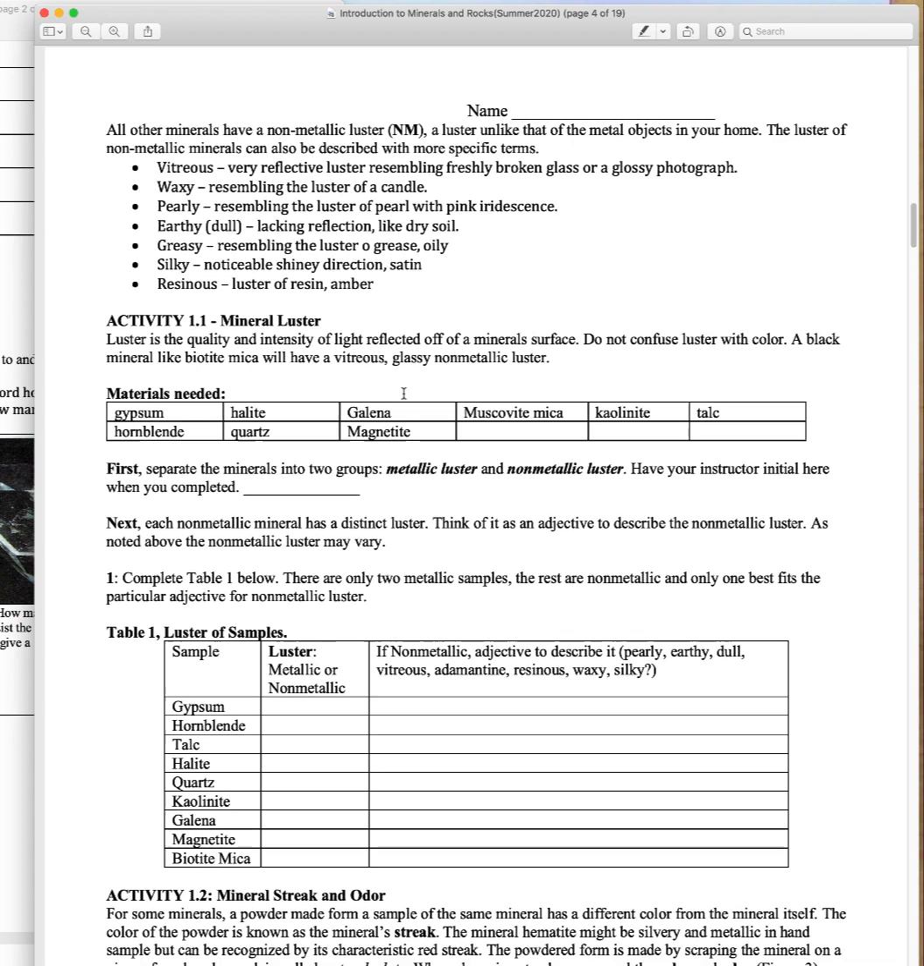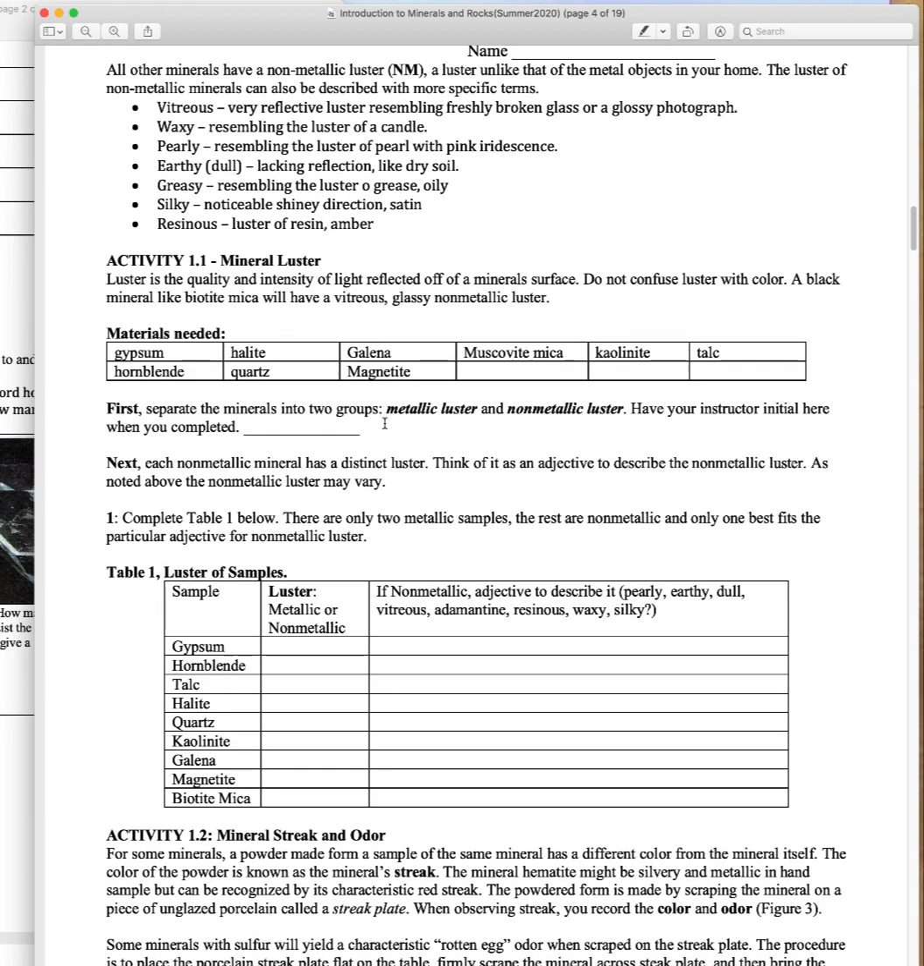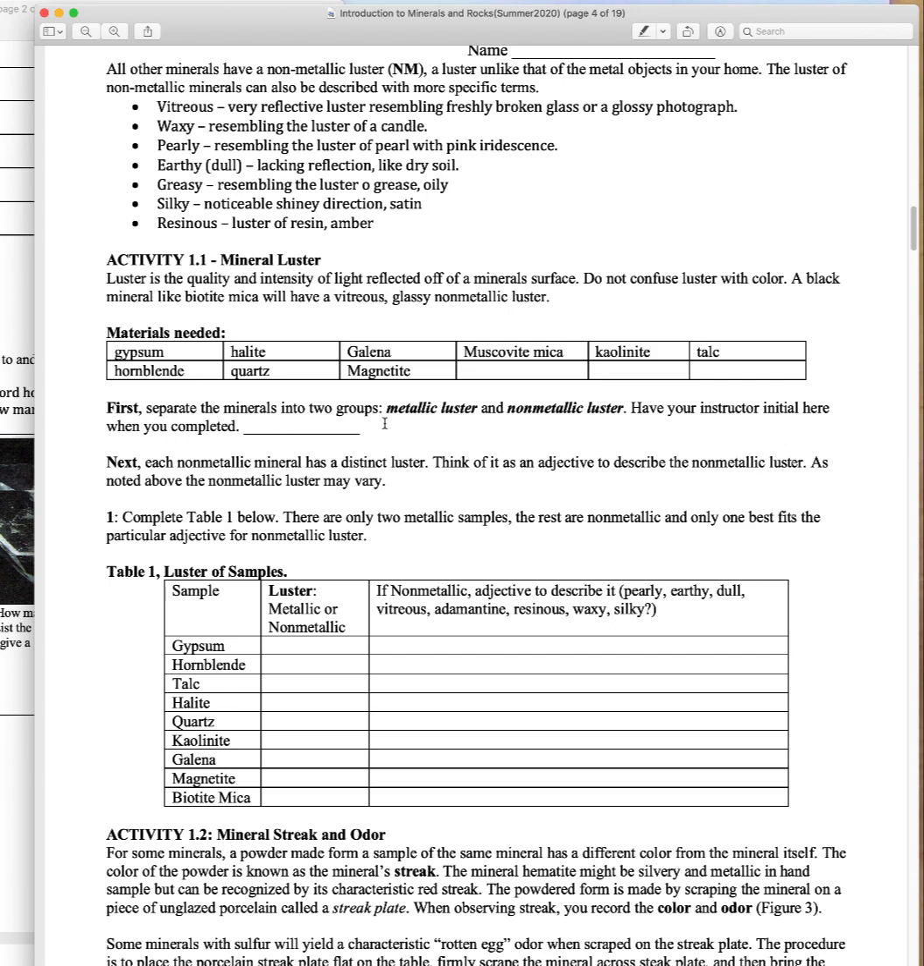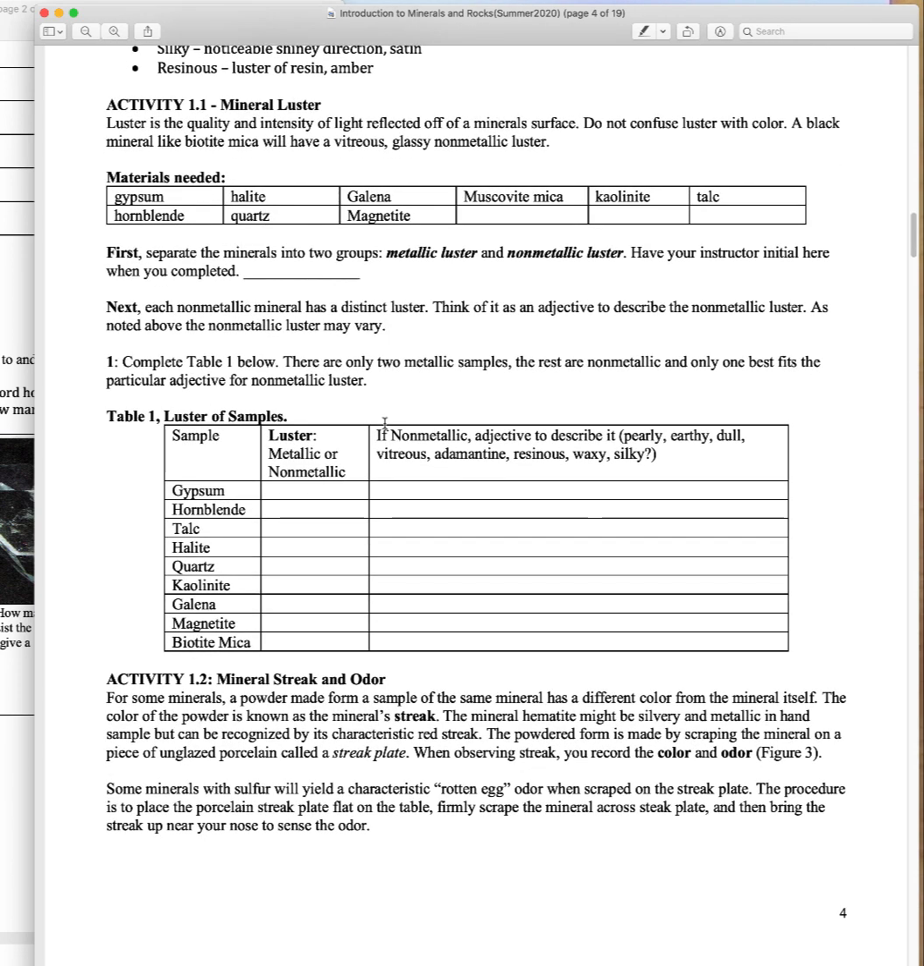So we have a list of minerals here, and I'll show you these minerals in a moment. The first thing we'll do, I'll separate them into metallic and non-metallic luster. And then once we do that, we'll answer this table 1 here. Remember, you can answer this over in your lab answer sheet. So let's take a look at the minerals.